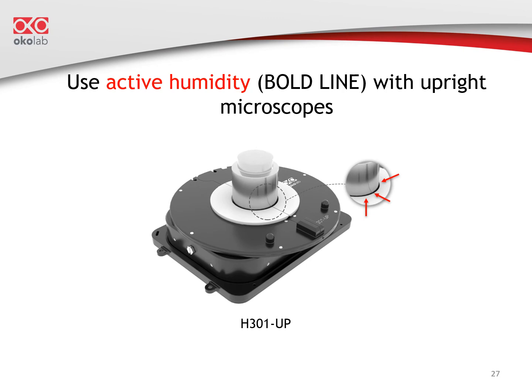Active humidity control prevents excessive media evaporation. This slide shows you the stage-top chamber for upright microscopes. There is an opening in the lid for the insertion of the objective. The small gap between the objective and the lid, as indicated by the red arrows, is a route for excessive evaporation. In this instance, active humidity is required.